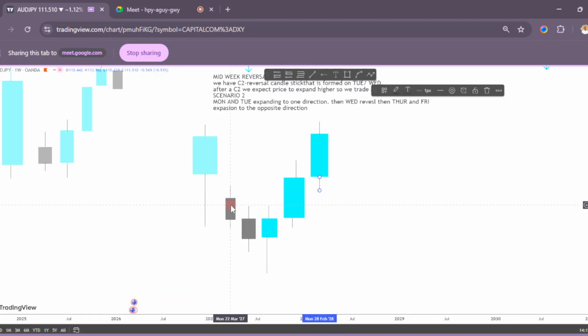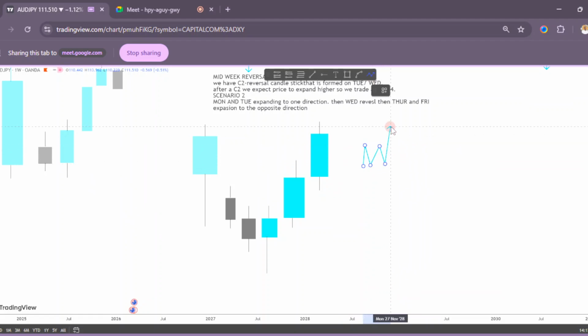So this was on Monday, Tuesday, Wednesday, we had a reversal candlestick, which is a C2. Then we are looking to trade expansion candlesticks C3 and C4. Now this is a midweek reversal. Sometimes we can have Monday and Tuesday consolidating.